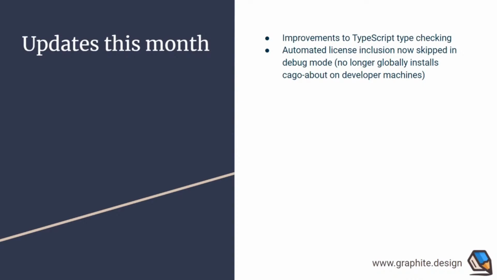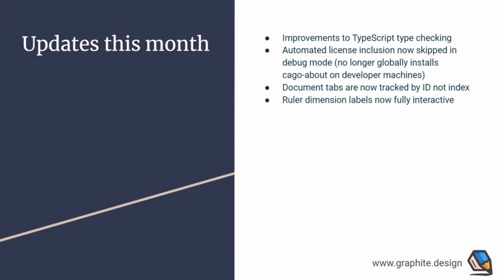We also have now changed the way that it's set up so that our automated license inclusion does not get included in dev builds. This speeds it up and also makes it so developers, if they're not creating a release build, don't actually have to install the cargo about package on their developer machines. And then, document tabs are now also tracked by their ID, not their index, which is just a small thing that's going to allow us to more easily rearrange tabs in the future.